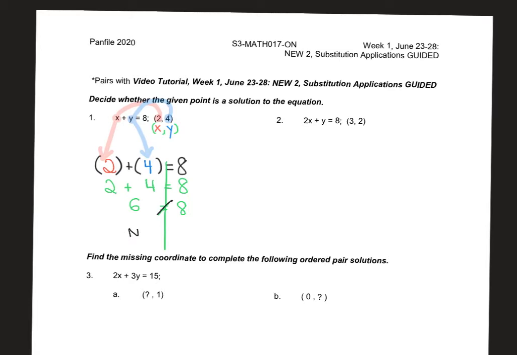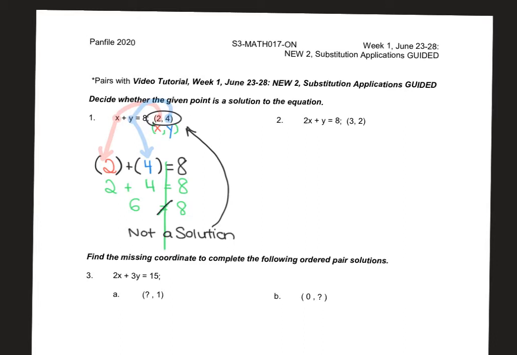And basically this means it's not a solution. Now, what isn't a solution? Remember that we, from the beginning, were asking if that ordered pair was a solution. So no, the ordered pair 2, 4 is not a solution.